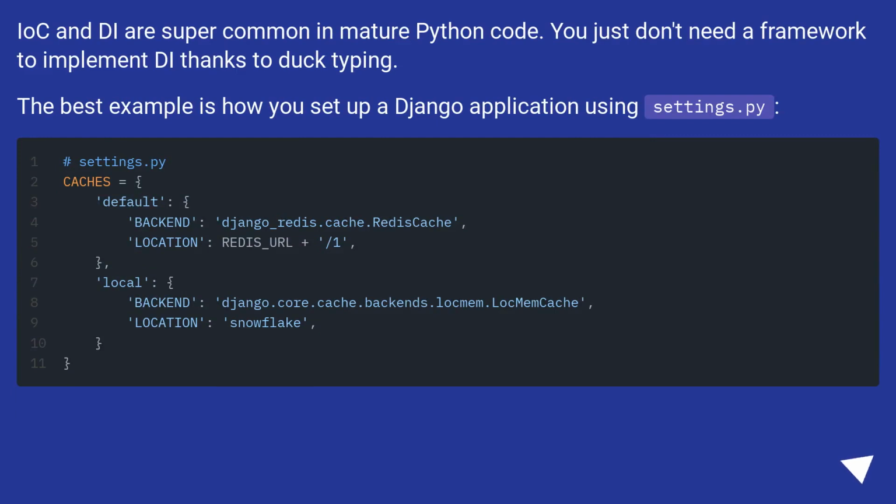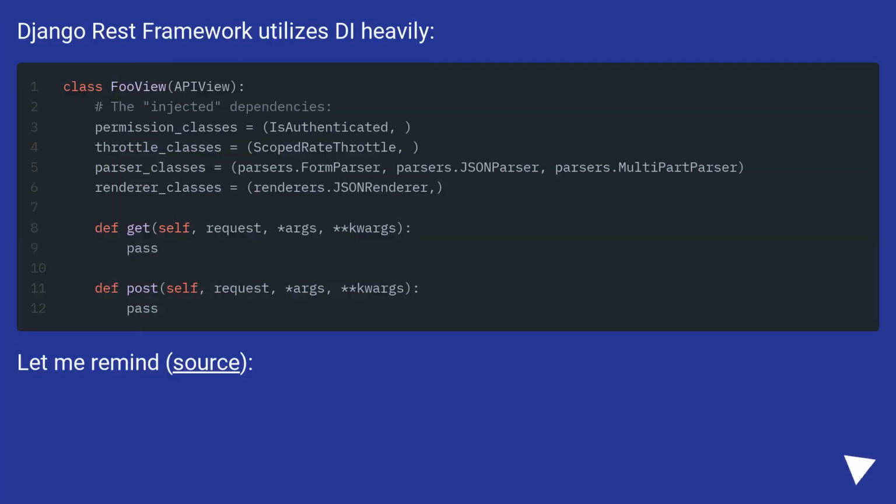IoC and DI are super common in mature Python code. You just don't need a framework to implement DI, thanks to duck typing. The best example is how you set up a Django application using settings.py. Django REST framework utilizes DI heavily.